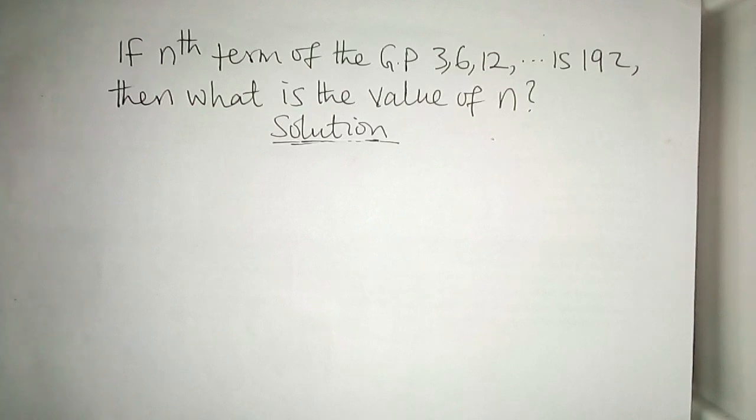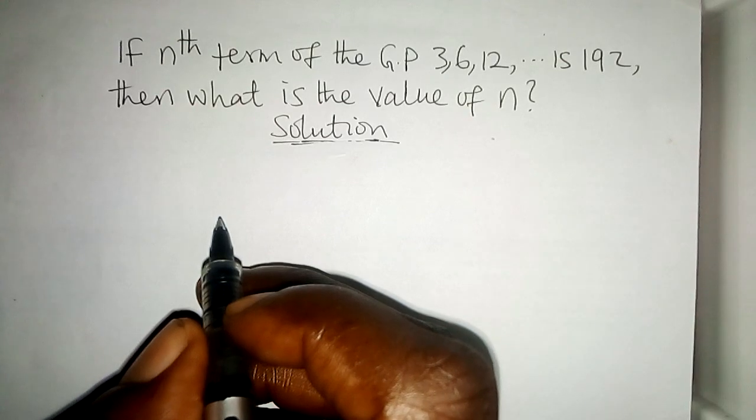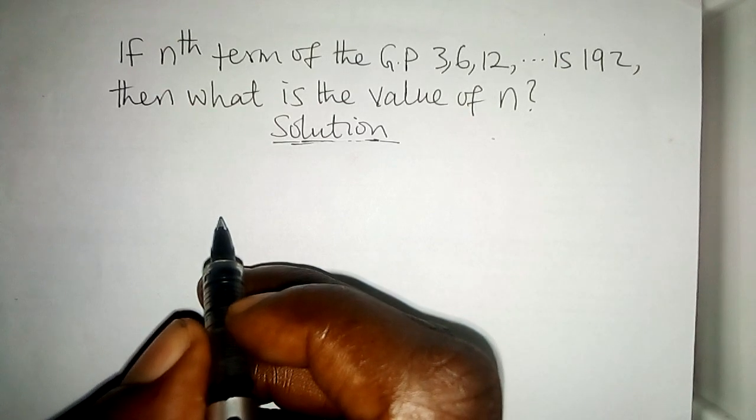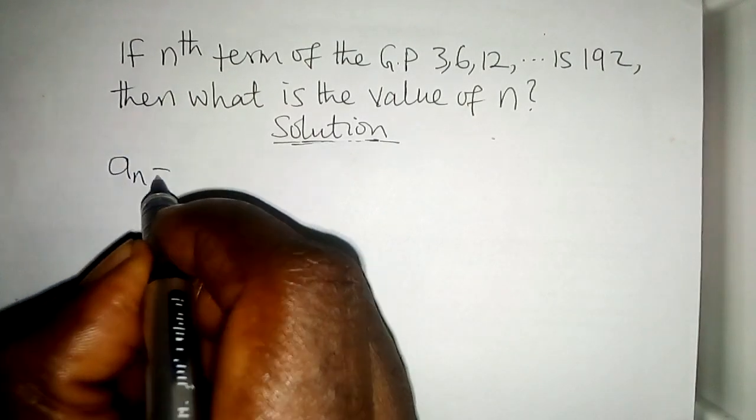If you look at this type of GP question, you will understand that it is infinite. It has no ending. So now let us quickly solve this problem. We are told that the nth term is 192. So let's quickly write the formula for the nth term of a GP.